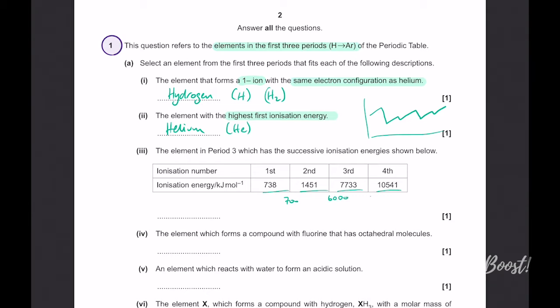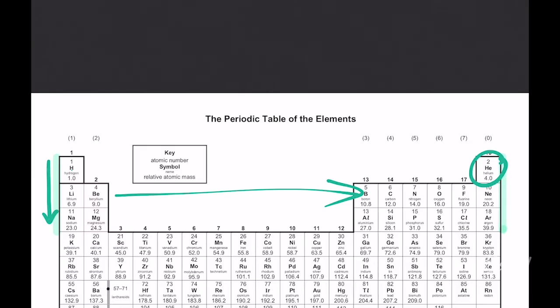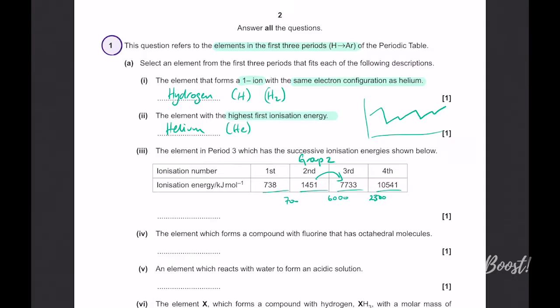So that's quite a large jump compared to 700. And then this next jump is just over 2,000, maybe 2,200 or 2,300. So I'd say this is the largest jump, which tells me that this must be the element that's in group 2, because the biggest jump is between the second and third electron being removed, which means that electron must be being removed from a shell closer to the nucleus. So we've looked at period 3, that's this row here, group 2, that's that, so we've got magnesium here.